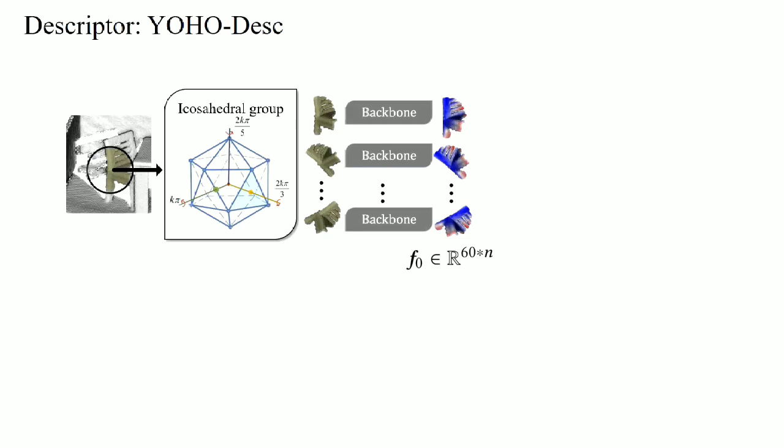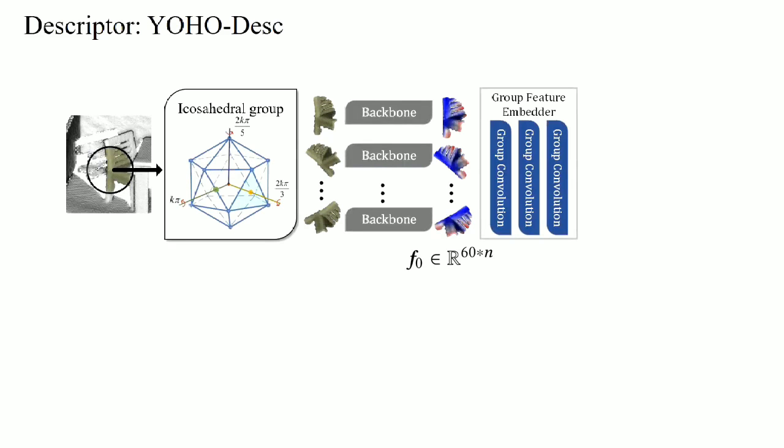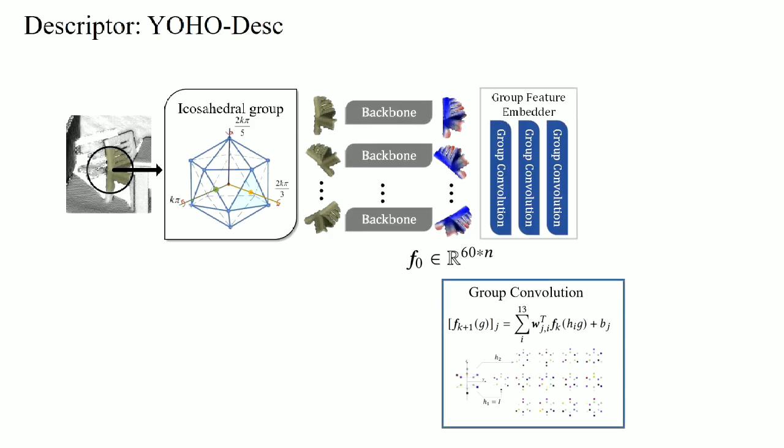Then we propose to strengthen the features by stacked group convolutions to identify the pattern defined on the group. The group convolution is conducted on the 30 group neighborhoods shown in the figure. The strengthened features are our descriptor YOHO descriptor, which is also a 60 times n matrix.